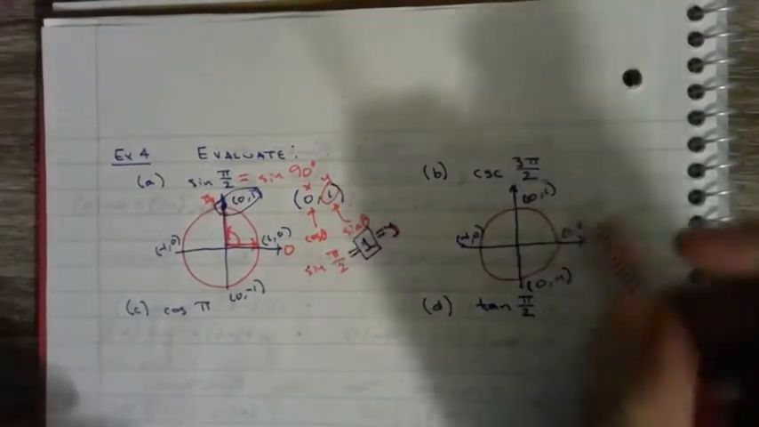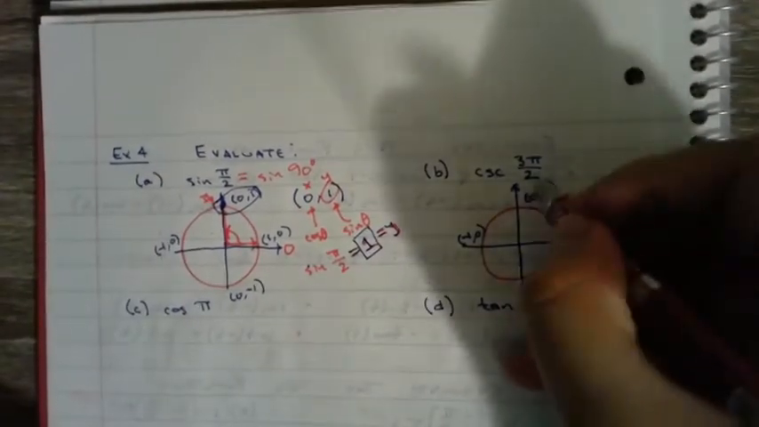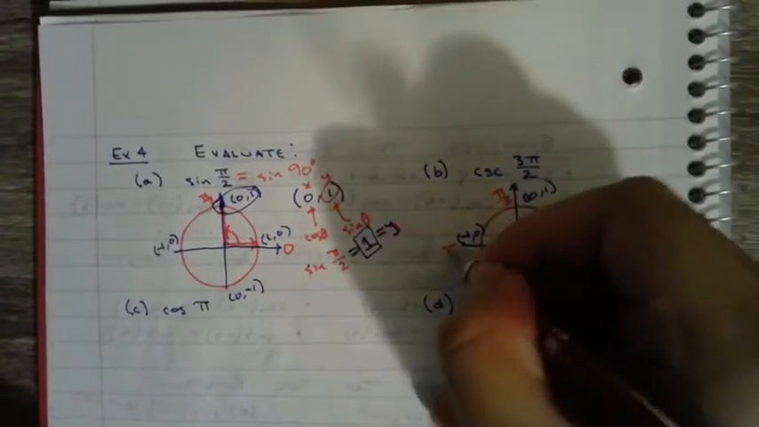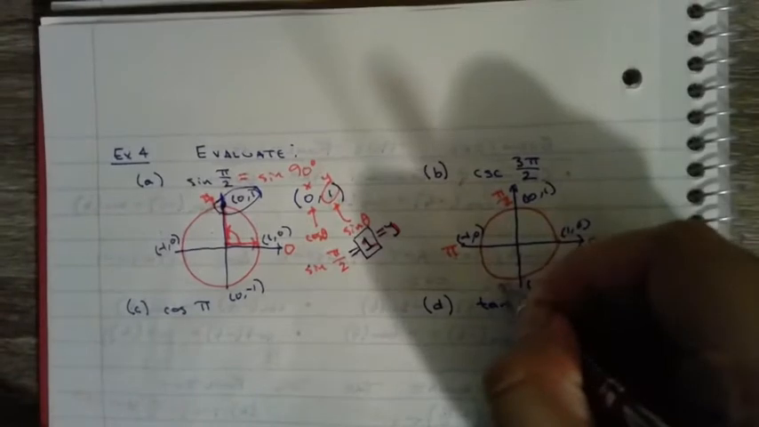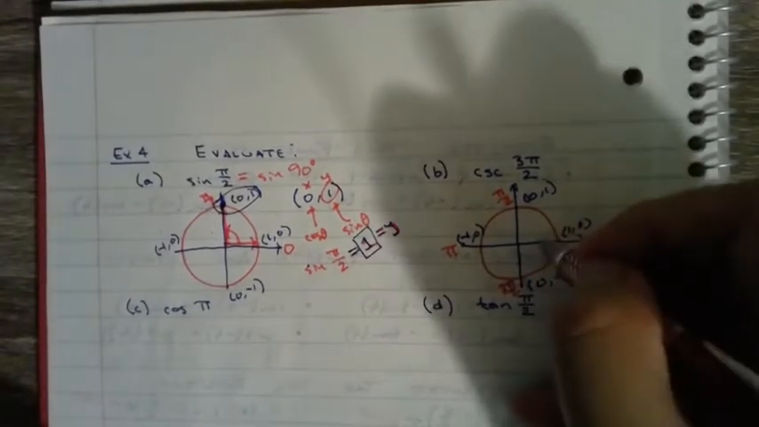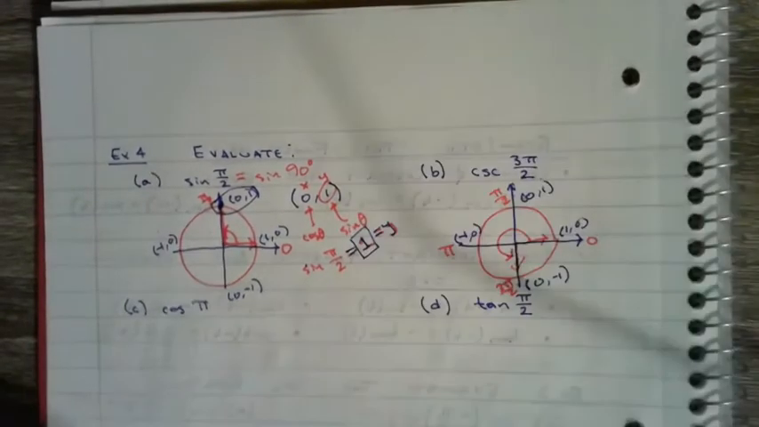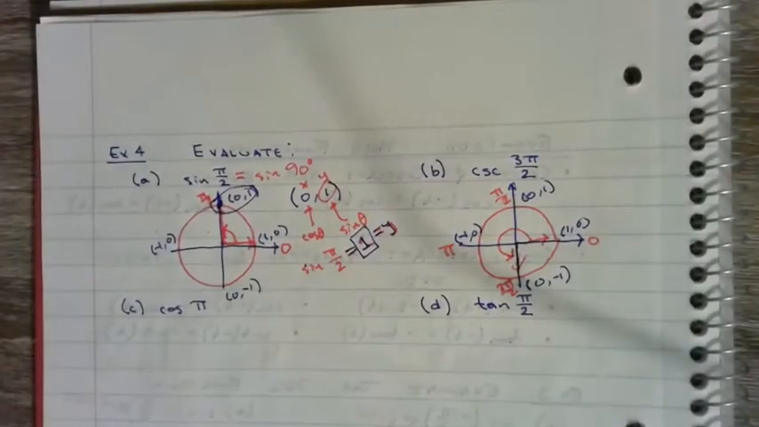Okay? Again, label your angles. This is 0 radians. This is pi over 2 radians. This is pi radians, and this right here is 3 pi over 2 radians. So you're pretty much looking at this angle right here, that circular thing right there.